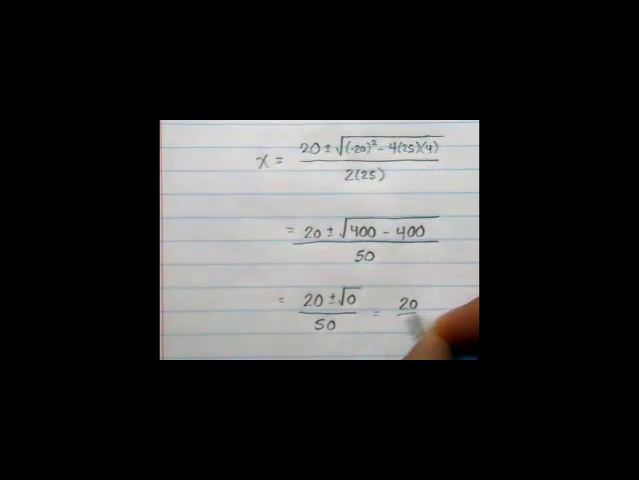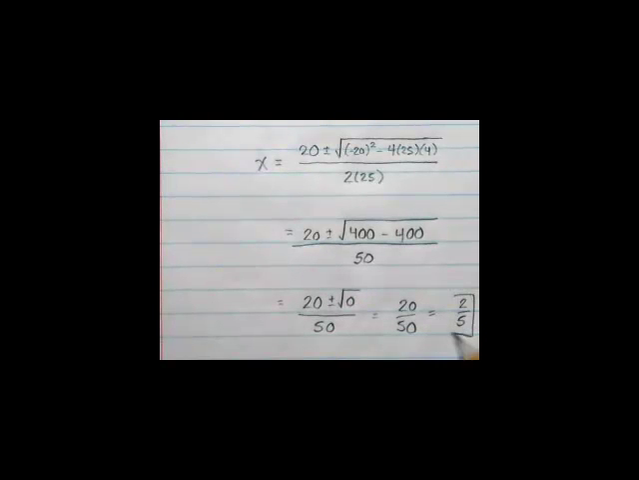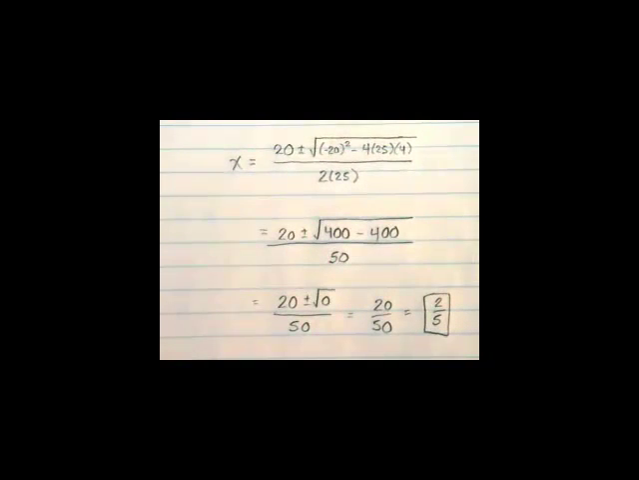So we got 20 over 50, and if you reduce that, what's the answer then? 2/5. Yeah. Yep. If it's a fraction, go ahead. So the answer, there's just one solution. It's 2/5. So let's think about this for a second. What does that tell us about this graph?